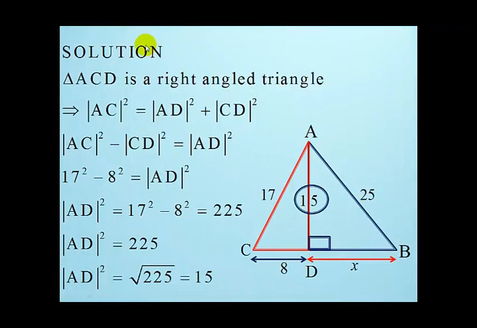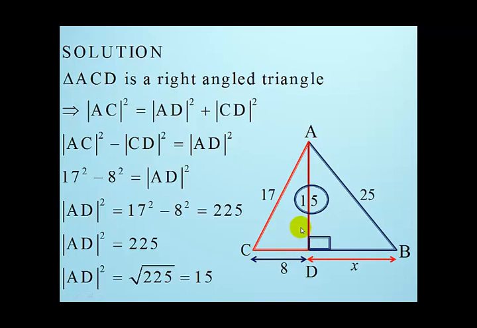Solution. This was the diagram we were given. We have two right angle triangles, ADC and ADB. Now, triangle ACD is a right angle triangle. That is, triangle ACD is a right angle triangle.